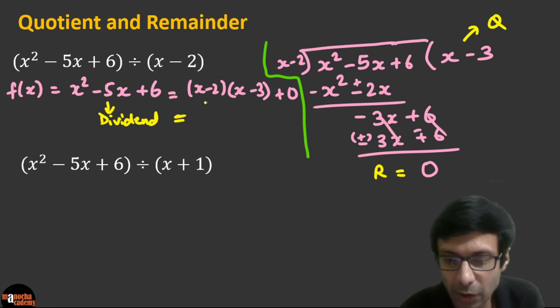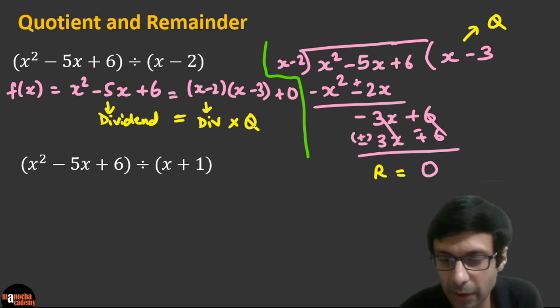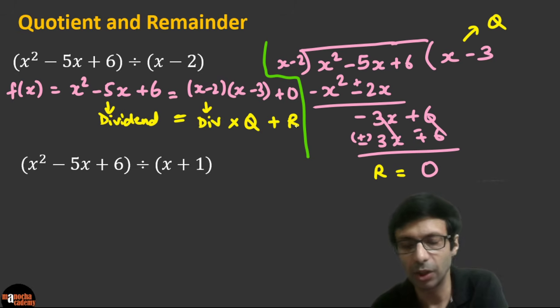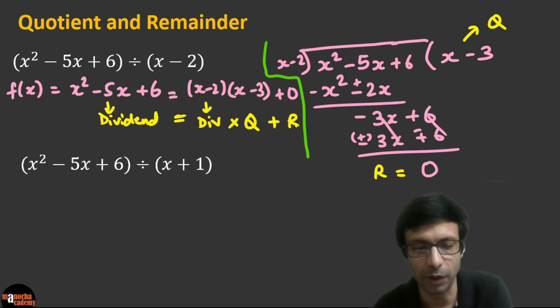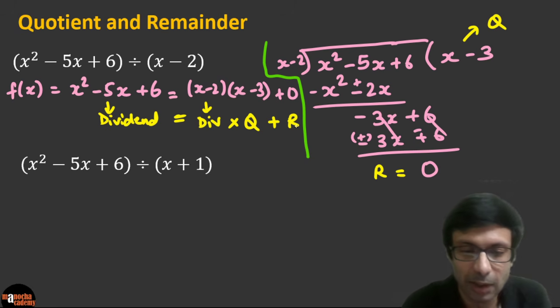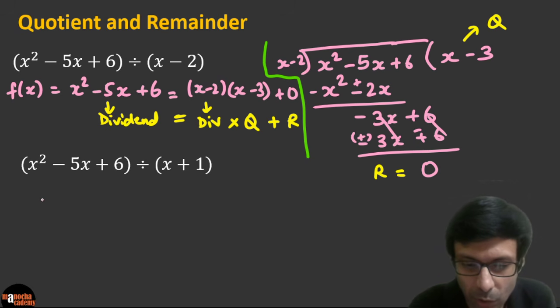And that's equal to the divisor here. Can you see x minus 2? So the divisor times the quotient, which is x minus 3, plus our remainder, right? So very simple. I've just taken this division and I've written it in this form, right? Similarly, let's do the other division also so that we are crystal clear about these concepts.